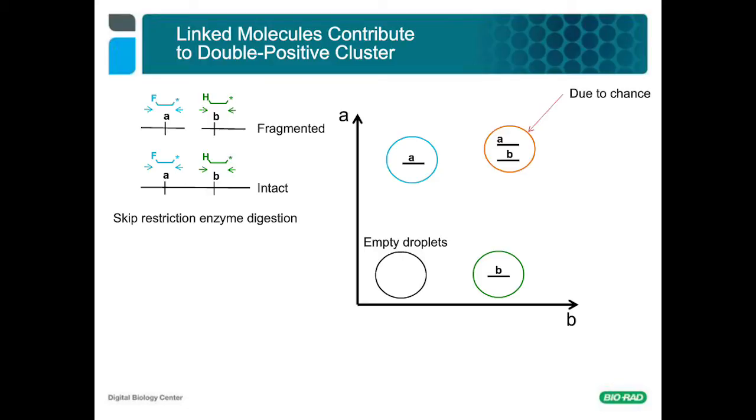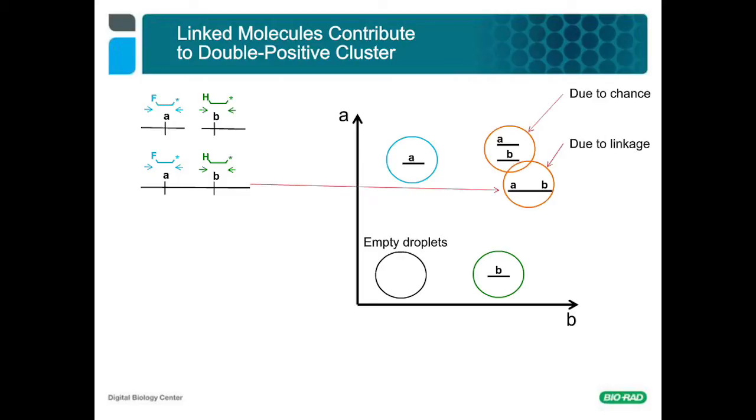Accordingly, for phasing applications, we generally skip the restriction enzyme digestion step, which is a recommended step for other ddPCR applications. When analyzing a sample that has intact DNA molecules containing both A and B variants, we will observe more double positive droplets than we would expect due solely to chance colocalization of two independent variants. This increase is due to the presence of the linked molecules.